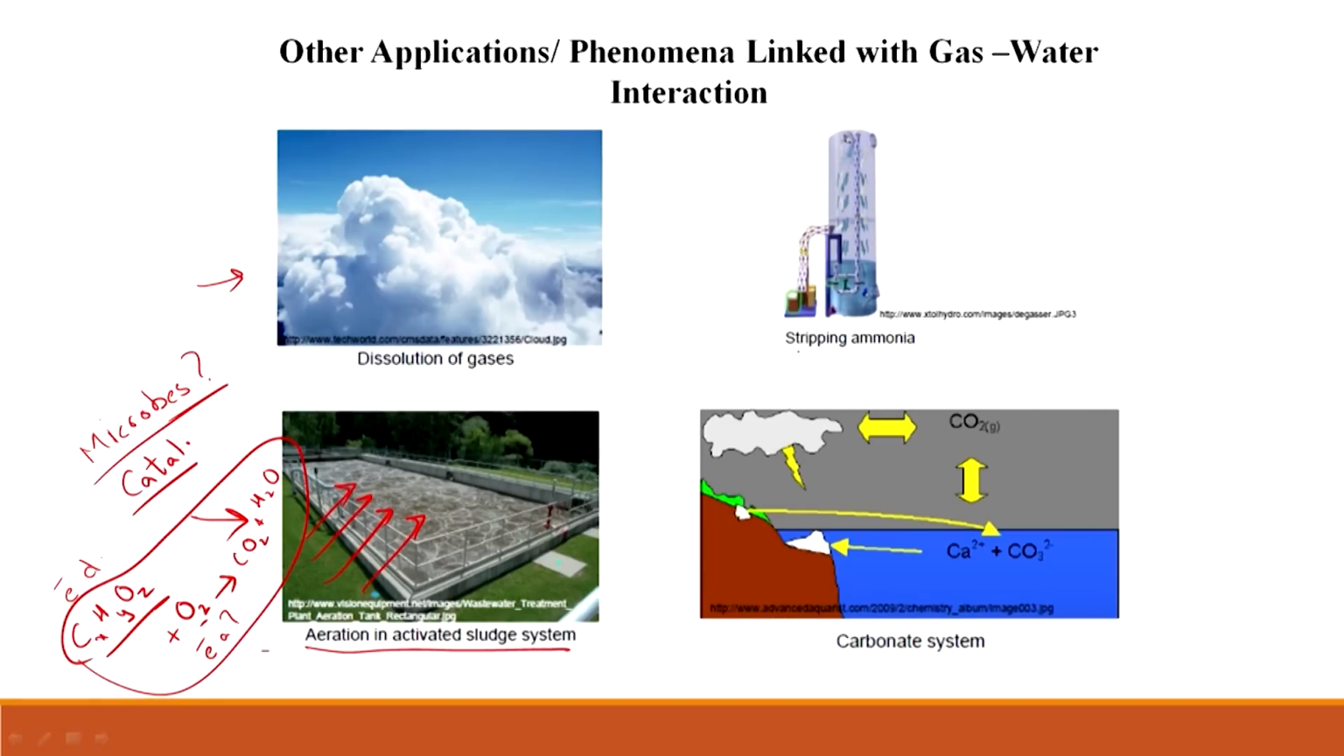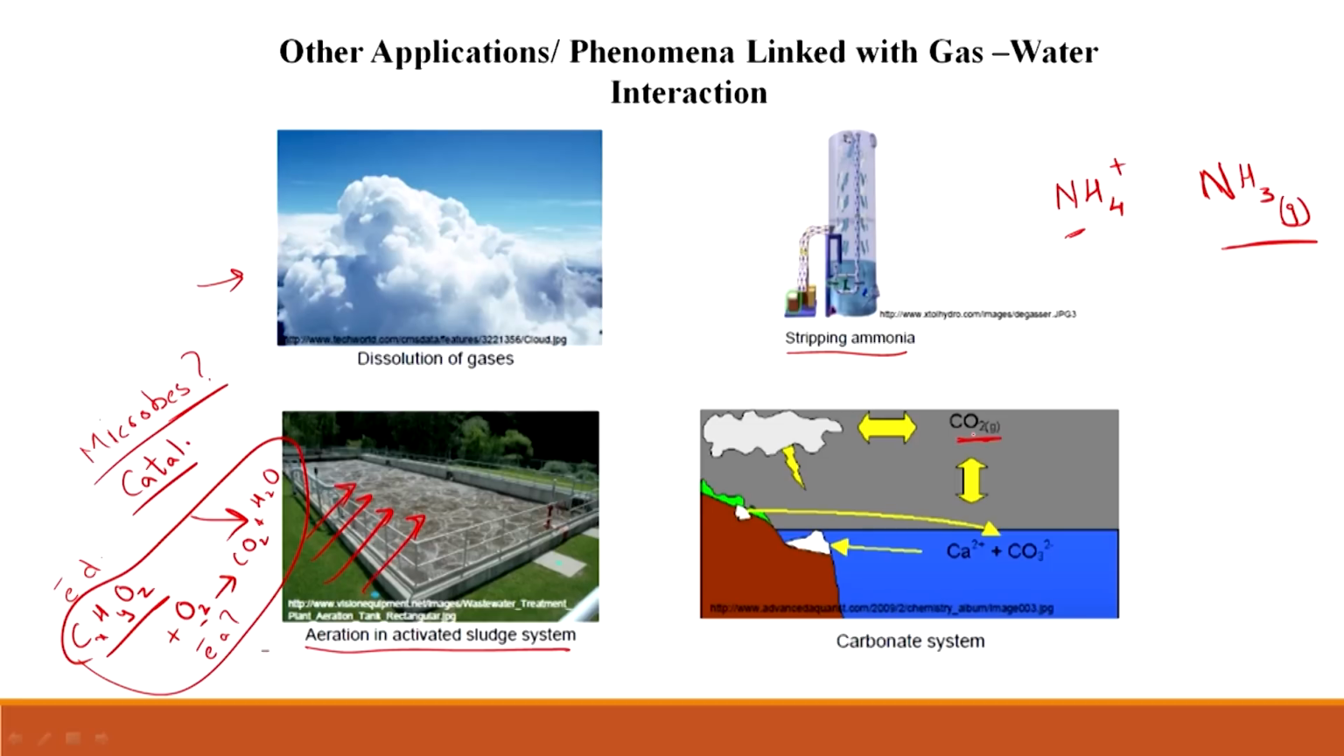Anyway, we are also going to have stripping of ammonia. For example, NH4+ does not really want to stay in the gaseous phase, but NH3 can exist as a gas. So depending on the pH and the speciation, you can remove nitrogen from water by bubbling air through it and stripping ammonia. You change the pH and then bubble air through it, air stripping, or stripping ammonia. And then there is the carbonate system, which is something we discussed.